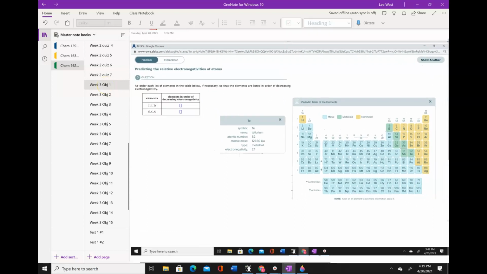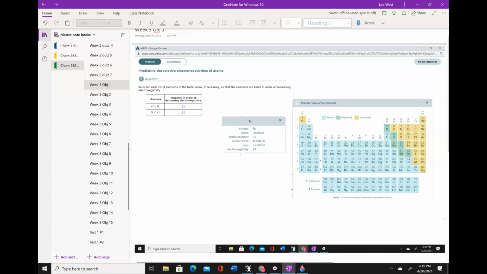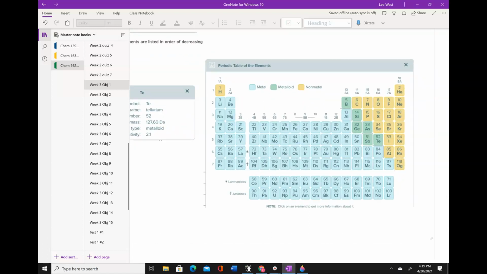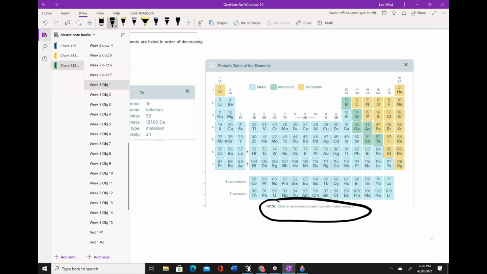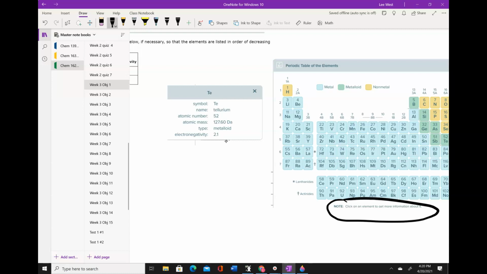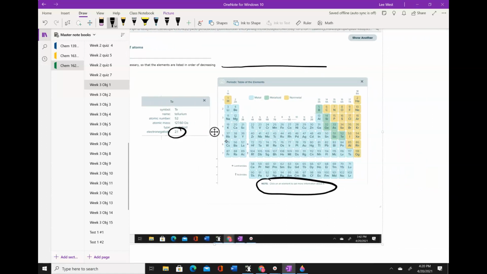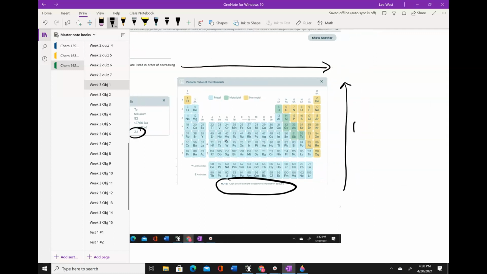So the first thing that we're asked to look at is to predict the relative electronegativity of some neutral atoms. Something I wanted to point out is that in the ALEX periodic table, when you click on an element, you get some more information about it, including the electronegativity. So I'm going to place these in order using the trend for electronegativity, but I want you to be aware that it would be extremely wise to then check that you have them in the correct order by clicking on each element and seeing what its actual electronegativity is.